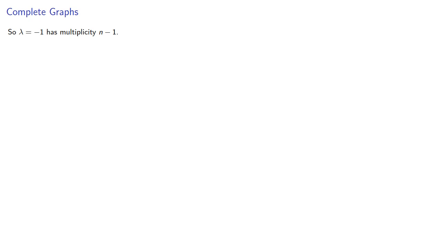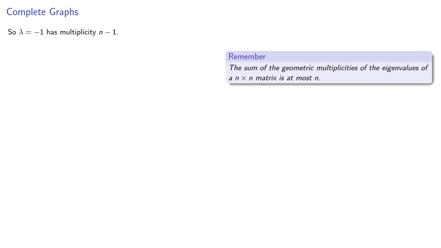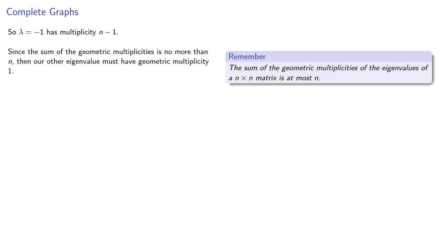Now, remember, the sum of the geometric multiplicities of the eigenvalues of an n by n matrix is at most n. And since the sum of the geometric multiplicities is no more than n, then our other eigenvalue must have geometric multiplicity 1, and we've already found that eigenvector.